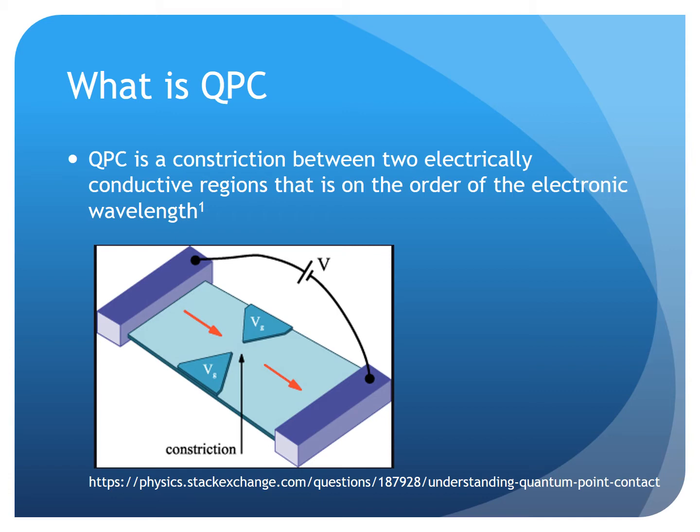conductive regions that's on the order of the electronic wavelength. So it has to be in the sort of nanometer to micrometer scale. Here's a diagram that I found online, and it just sort of shows what I'm talking about. So each side is a conducting plate, essentially, and then the constriction is in the middle, and that's where you're going to have your quantum point contact.